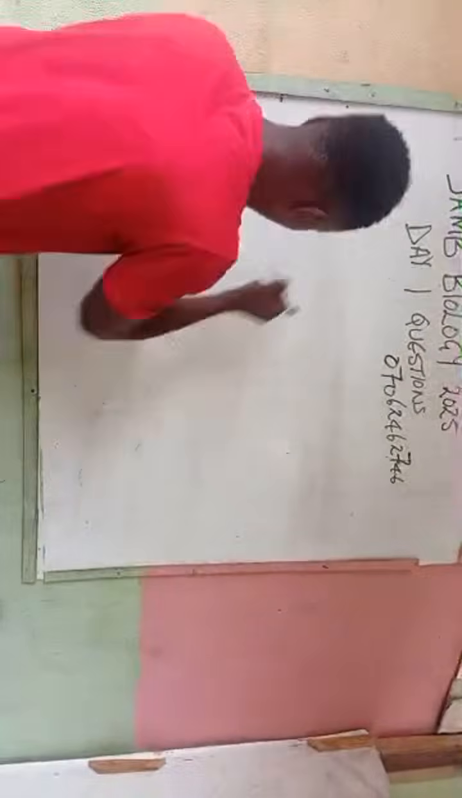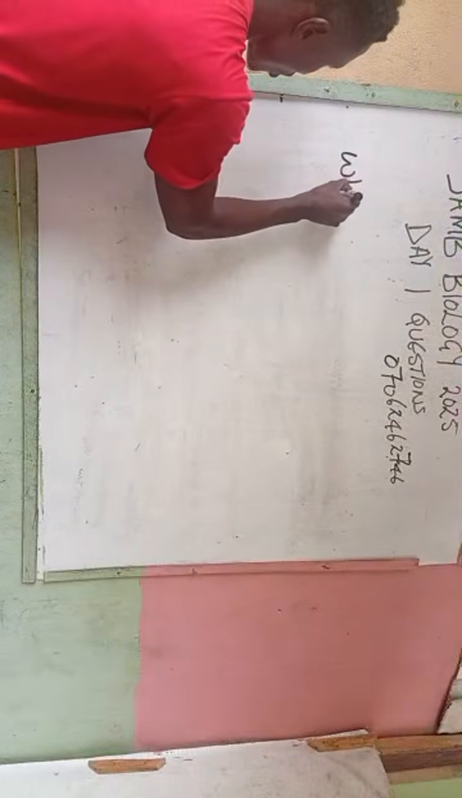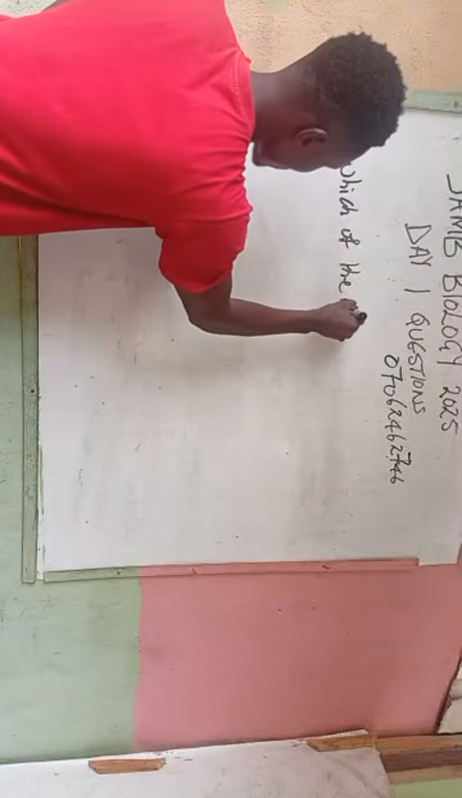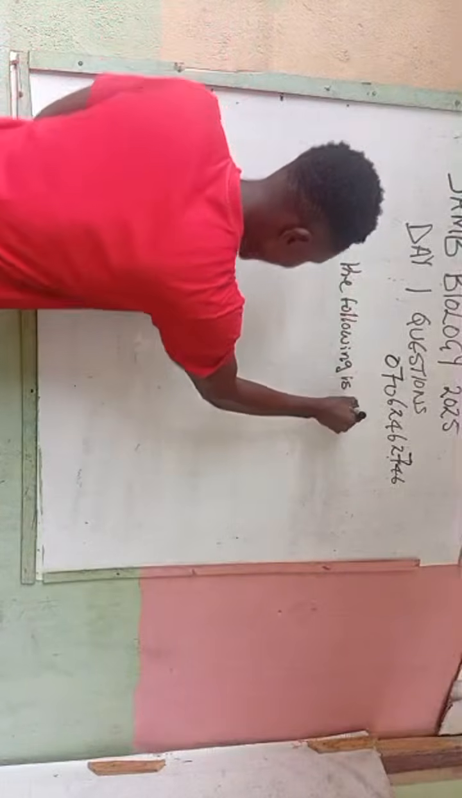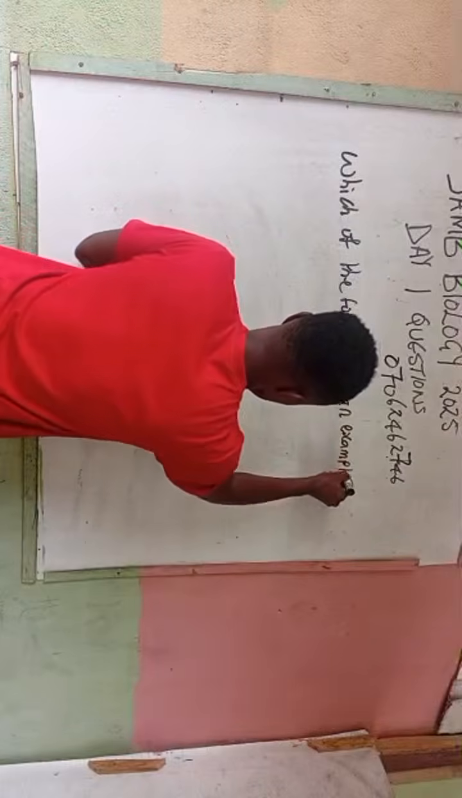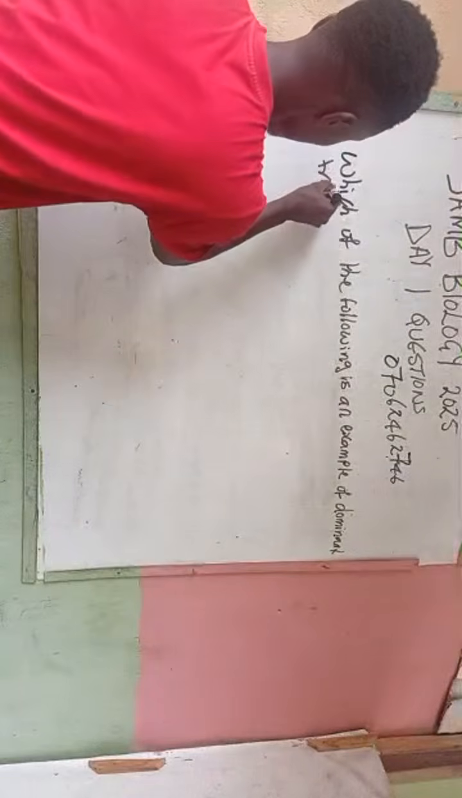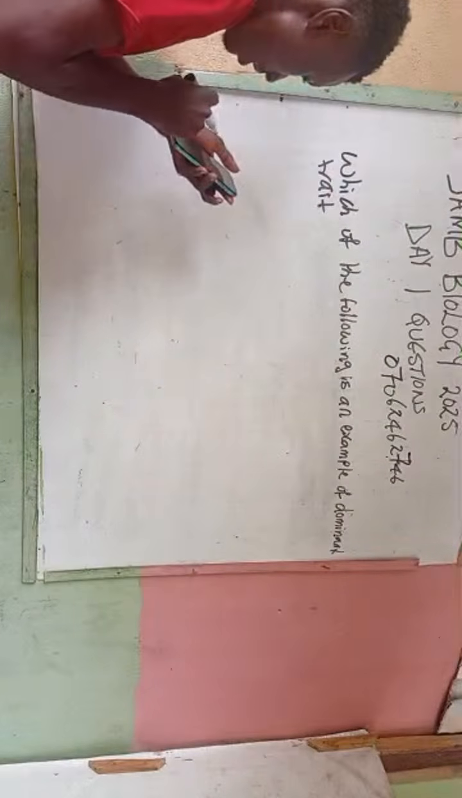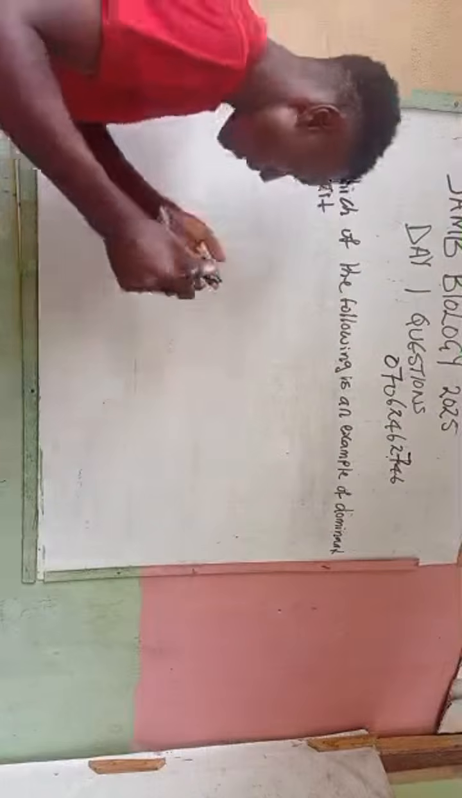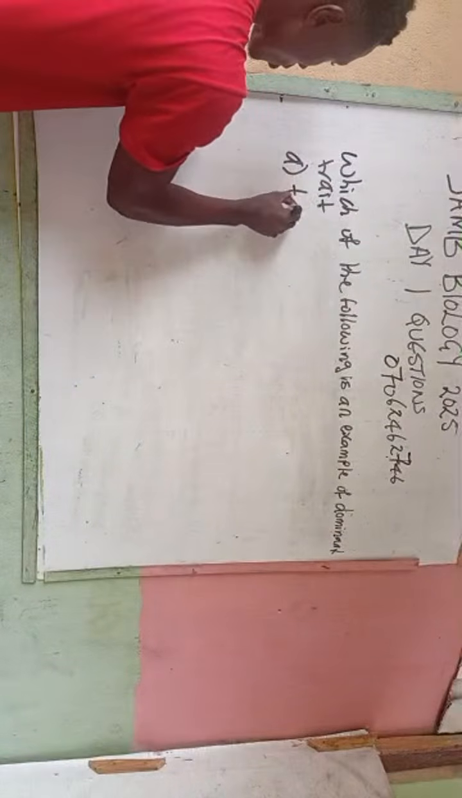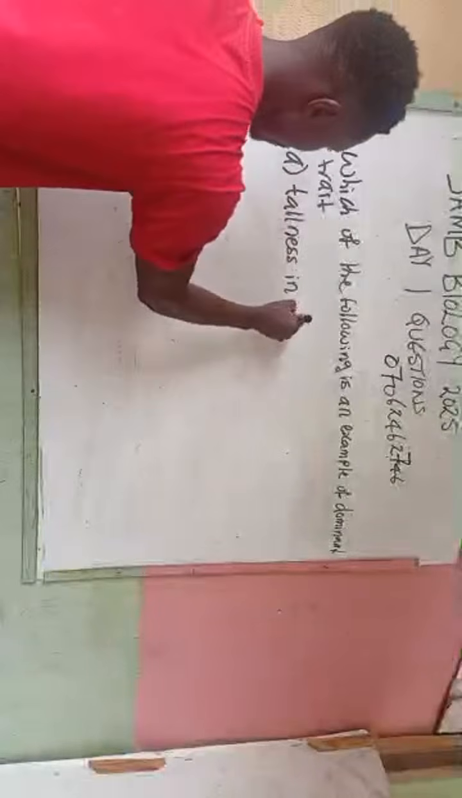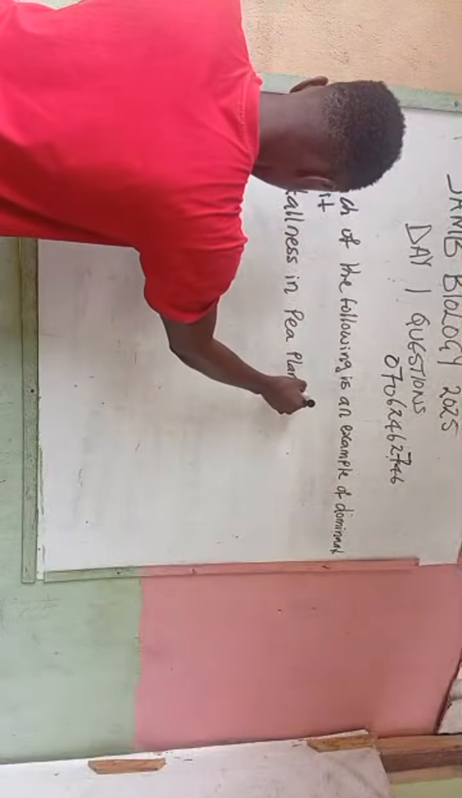The next question: which of the following is an example of a dominant trait? We have here A, tallness in pea plants. B, the red color in flowers. C, we have tallness in pea plants, red color in flowers. We have C, the white color in flowers.